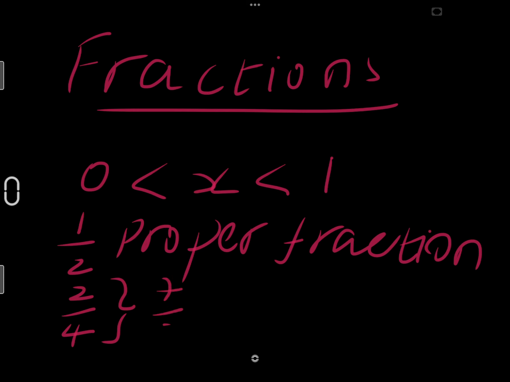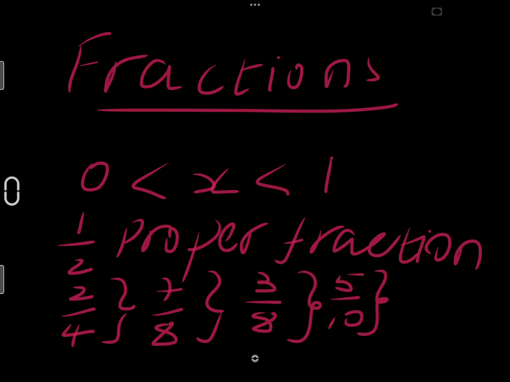7 over 8 is another example of a proper fraction. 3 over 8 is another example of a proper fraction. Let's look at two more. 5 over 10 is another example of a proper fraction. And 20 over 40 is another example of a proper fraction.